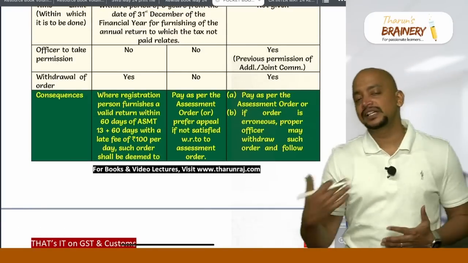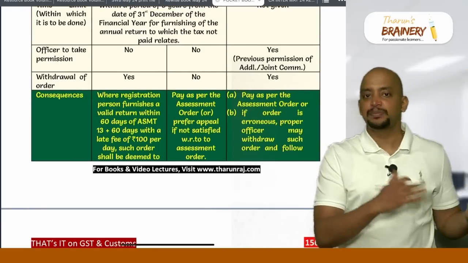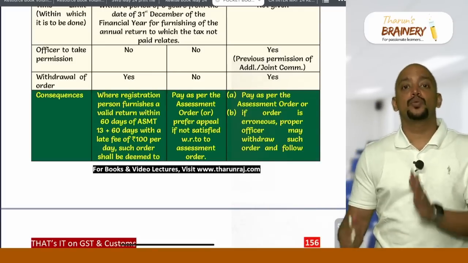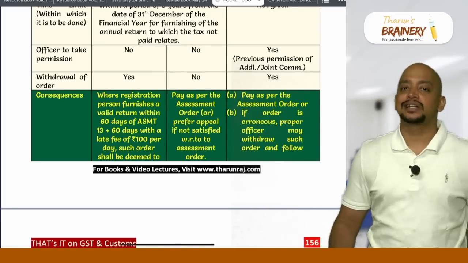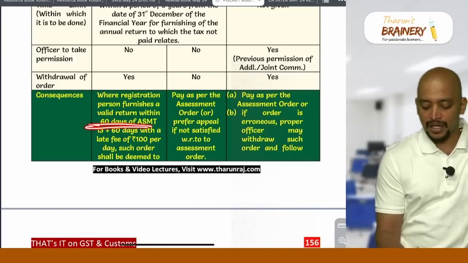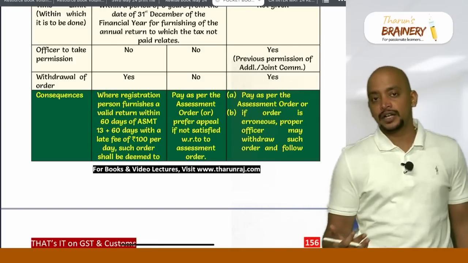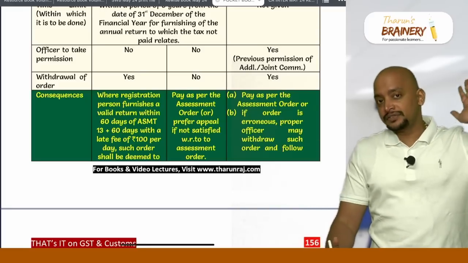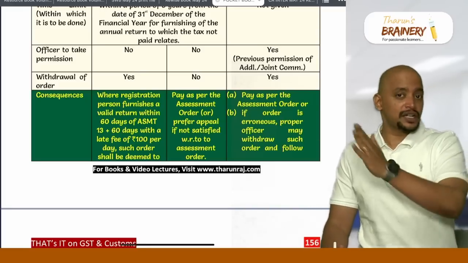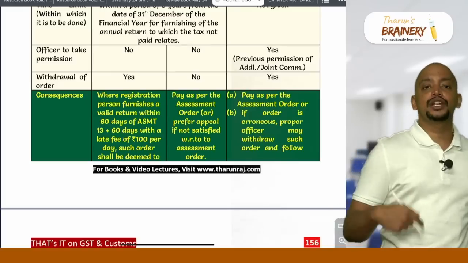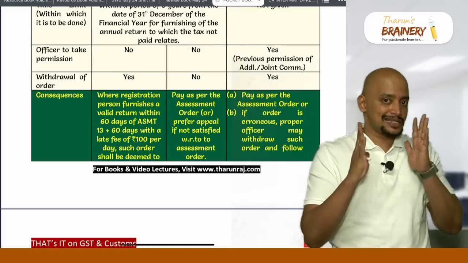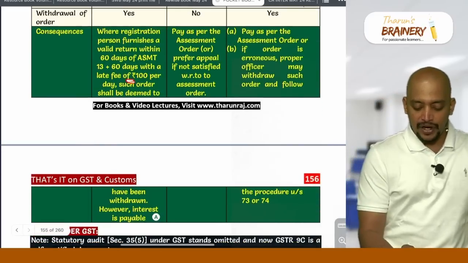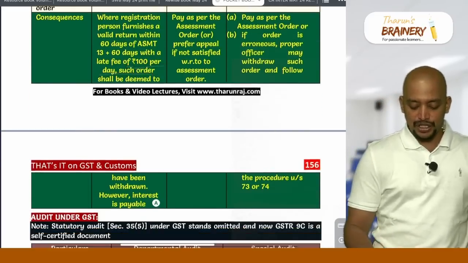So as we have not filed the return within 15 days, the officer initiated best judgment assessment, and they pass a best judgment assessment order. Once a best judgment assessment order is passed, within 60 days, previously it was 30 days, now that's an amendment, within 60 days from the assessment order, if you file the returns, then whatever is the best judgment assessment order, that will be withdrawn, and as per your return only you will be liable to pay. Within this 60 days, but it can be extended for a further period of 60 days, with a late fee of 100 rupees per day, such order shall be deemed to have been withdrawn.